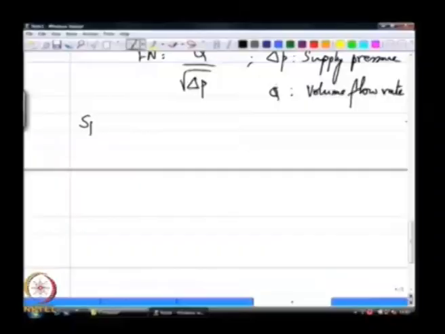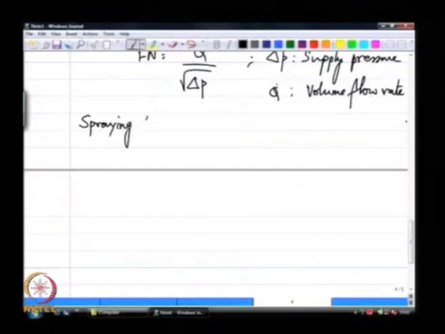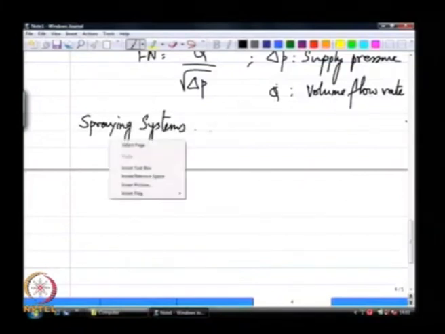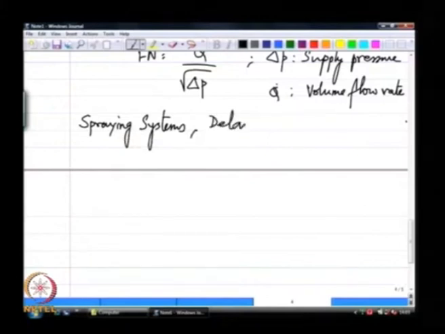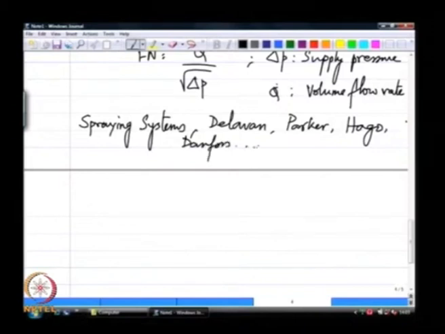So, you have to calculate this in a set of units that a particular manufacturer's catalog allows. For example, there are several manufacturers of simplex nozzles in the world. I will list a few. One is called Spraying Systems. There is another company called Delavan, and then Parker, and then another one called Hago. There are ones called Danfoss. You can get catalogs of each of these manufacturers, and each of these manufacturers would report this flow number in their choice of units.